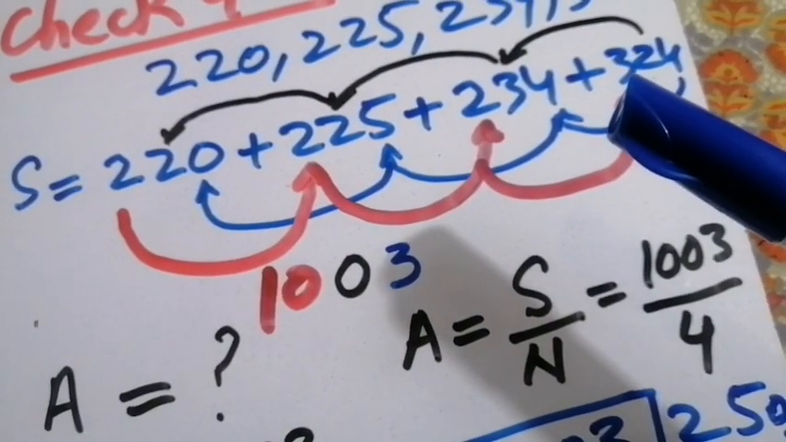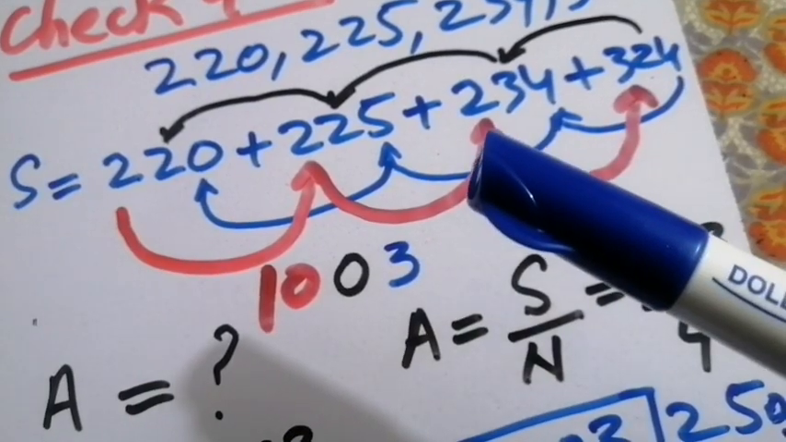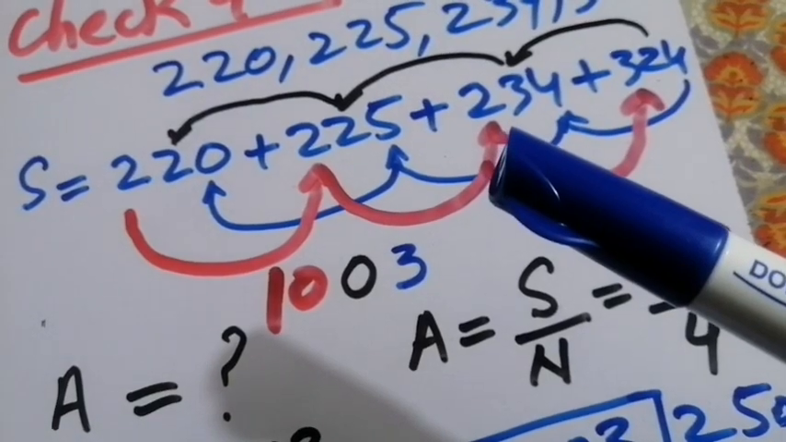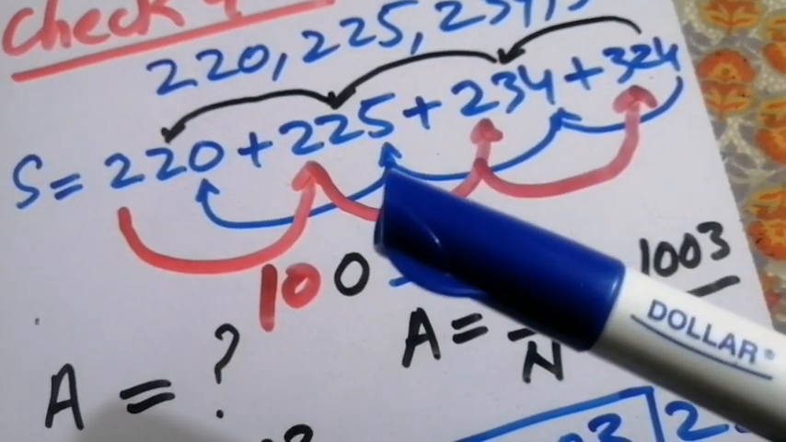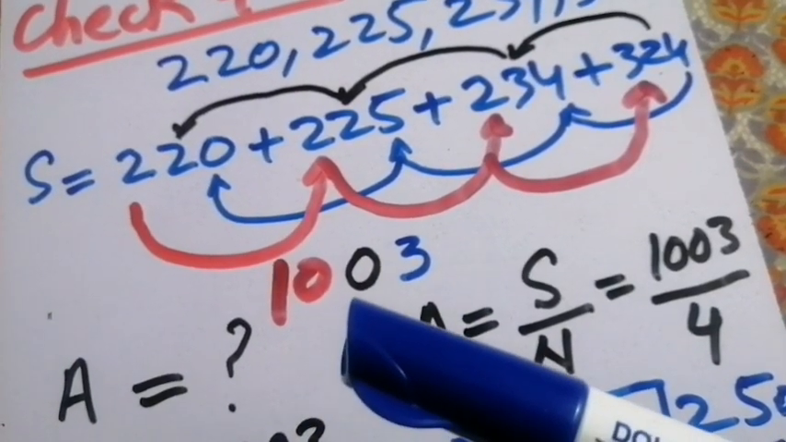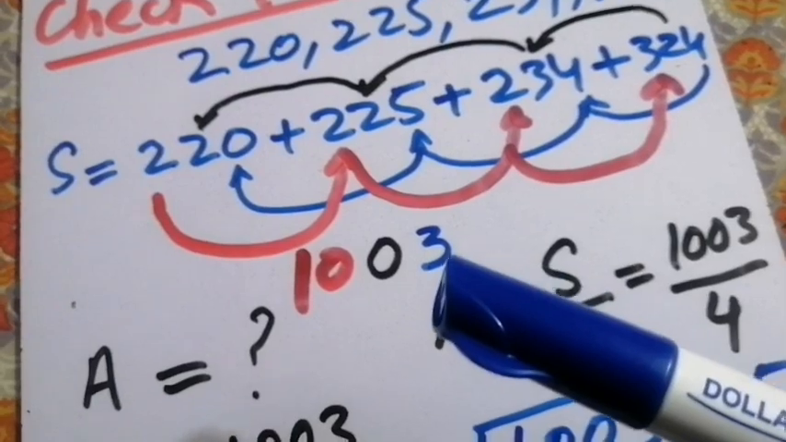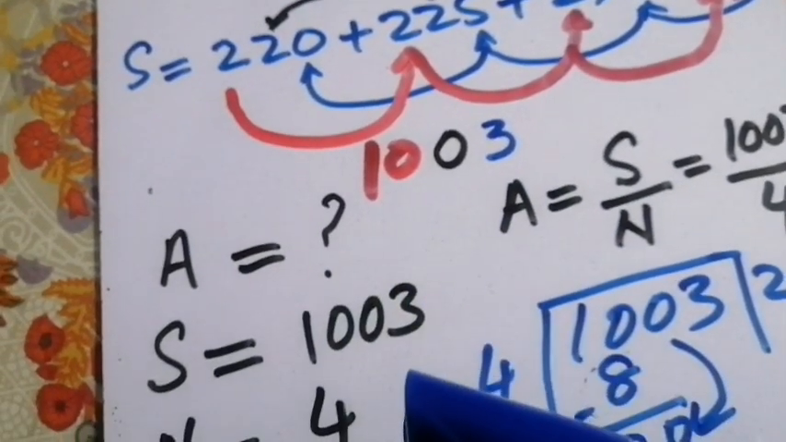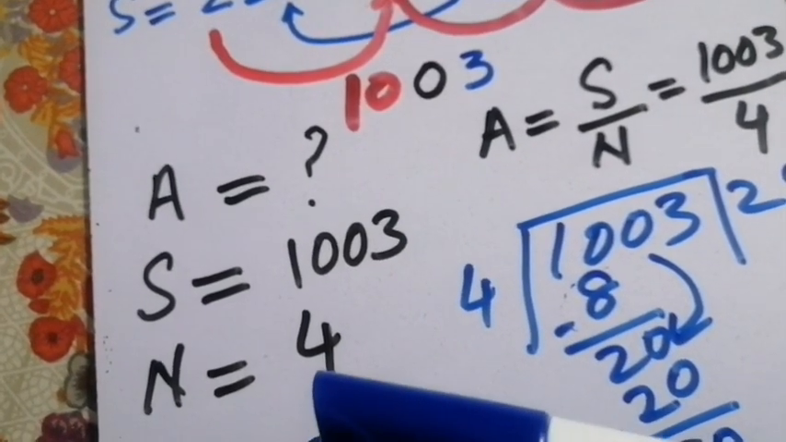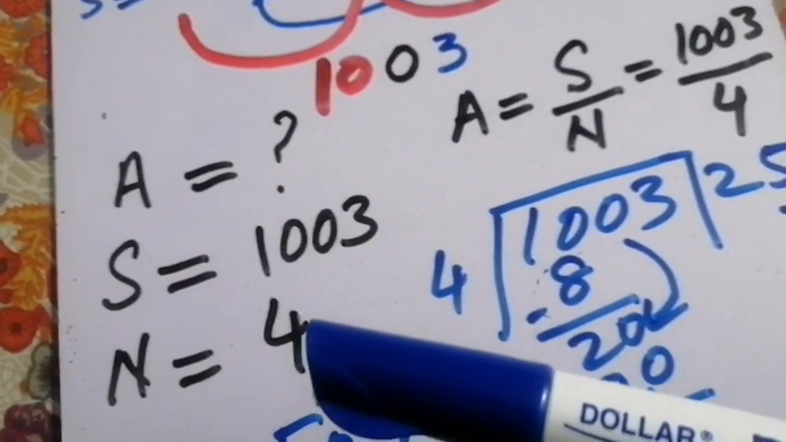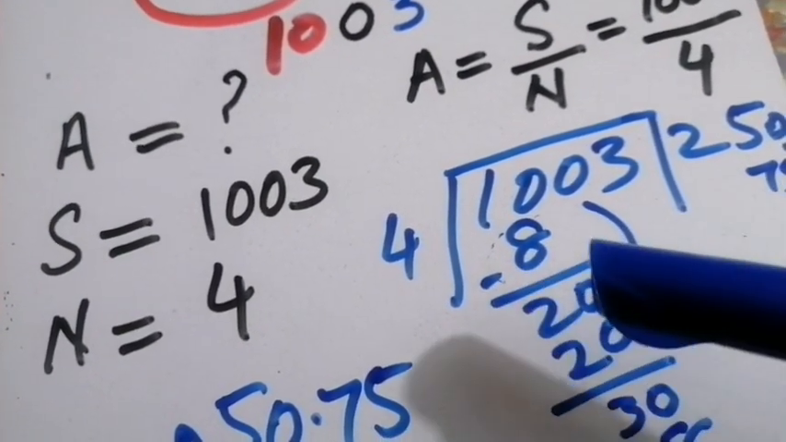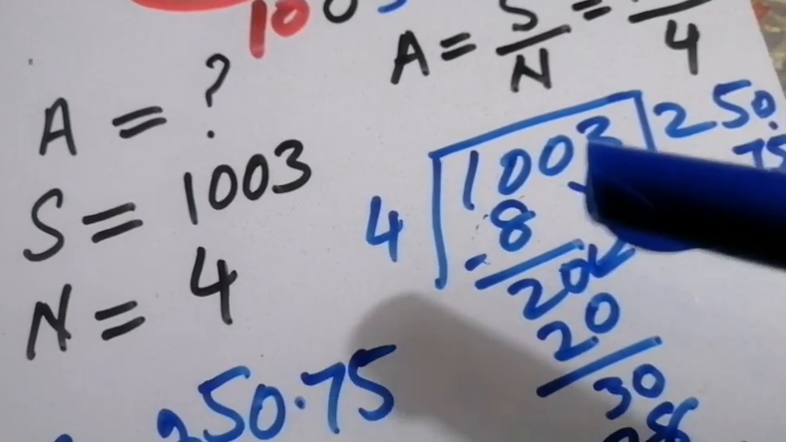3, 1, 4, 4 plus 2, 6, 6 plus 2, 8, 8 plus 2, 10. So our sum became 1003. Now we have to find the average. The sum we calculated is 1003 and the number of innings is 4. So we divide 1003 by 4.